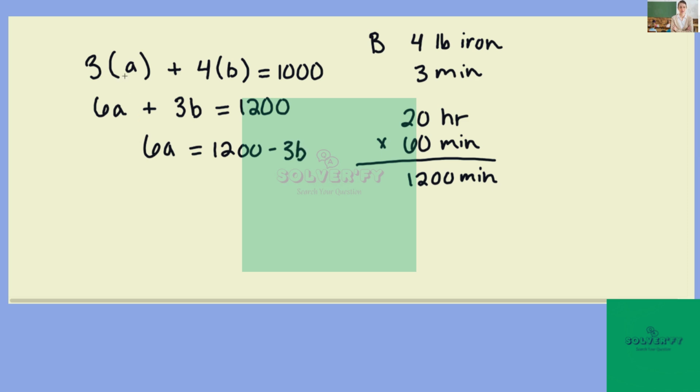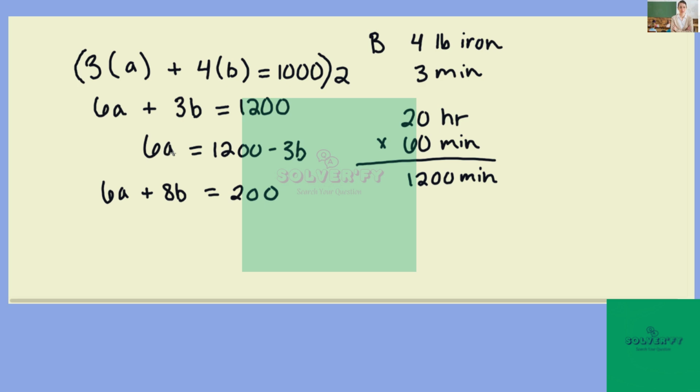Now we have 3A up here, which is just half of this 6A. So we are going to multiply this equation by 2 so that we can have 6A up here and 6A here. If we want to multiply the 3A by 2, we have to multiply the entire equation by 2 so that we get the same value. So the 3A times 2 will be 6A. The 4B times 2 will be 8B. And 1,000 times 2 will be 2,000.